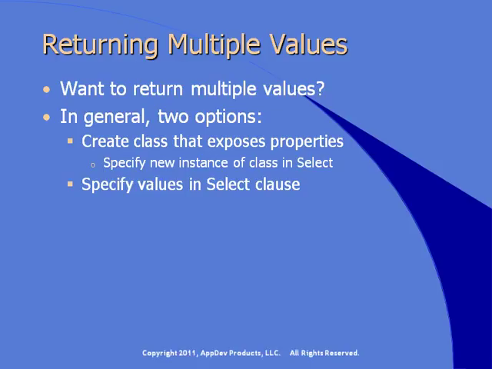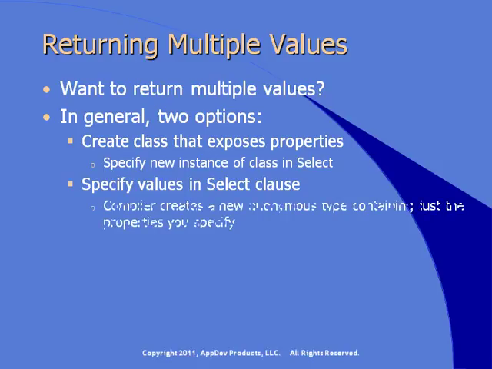Or you can just specify values in the select clause. In this case, the compiler creates a new type for you. It doesn't give it a name you'll ever know, but it gives it a new type containing just the properties you specify. So if you needed to retrieve multiple values based on the input, you could either create your own class or allow the compiler to do that work for you. This represents a language feature called anonymous types, which we'll investigate more carefully later in the course. For now, let's look at an example that shows off creating a class that will return multiple values for you.